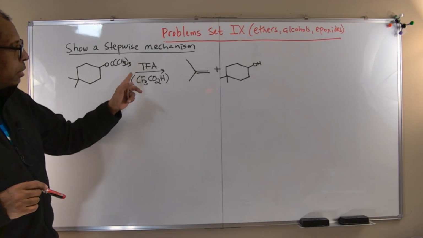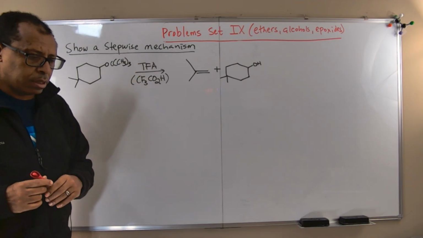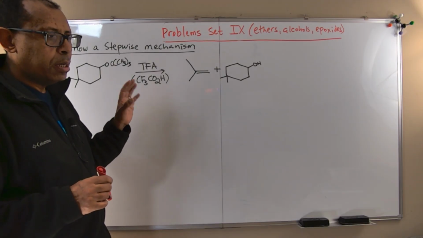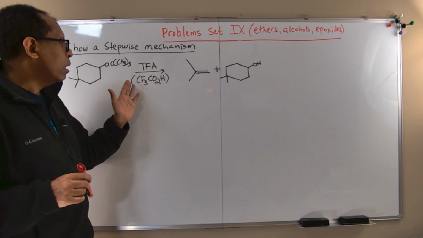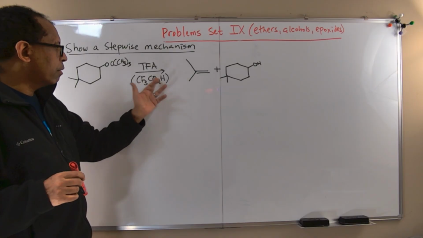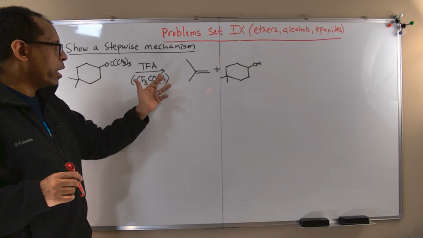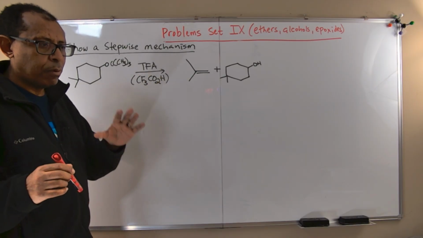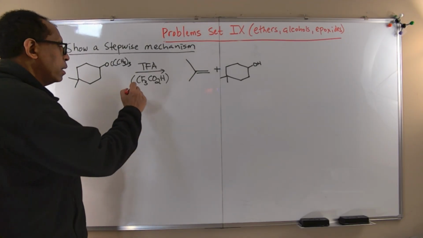The strong acid here is trifluoroacetic acid. It's an organic acid, completely substituted with fluorines. This is the molecular formula, CF3CO2H. It is called trifluoroacetic acid. I will just write it down.